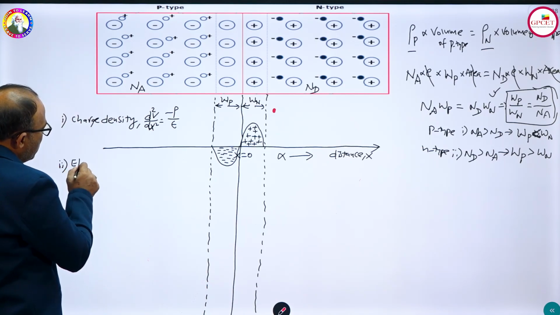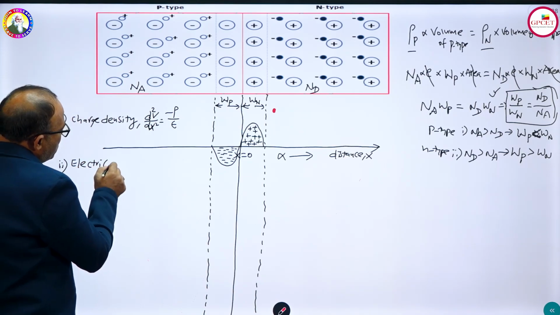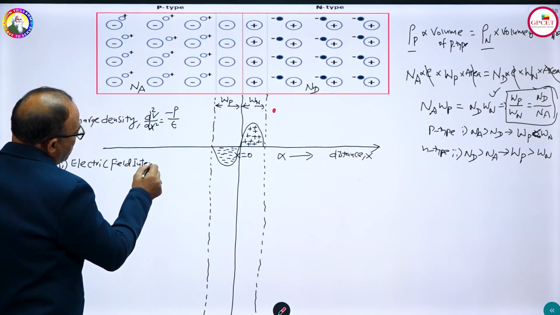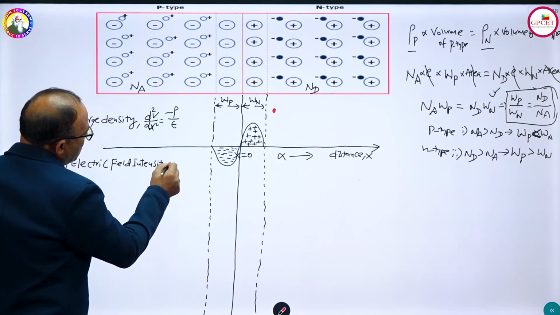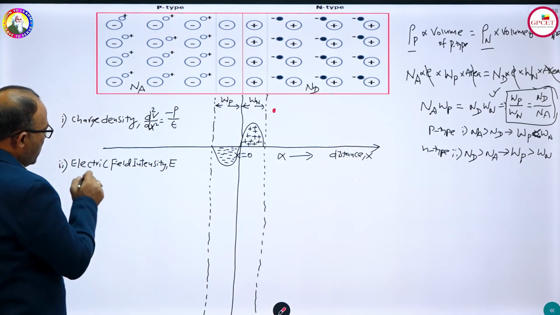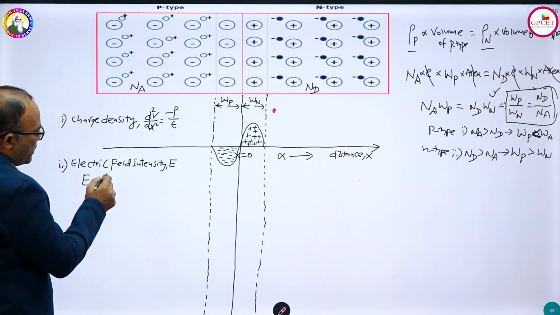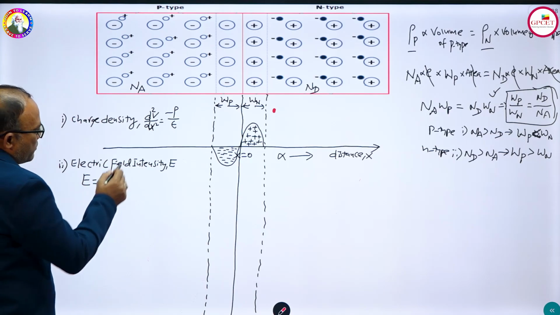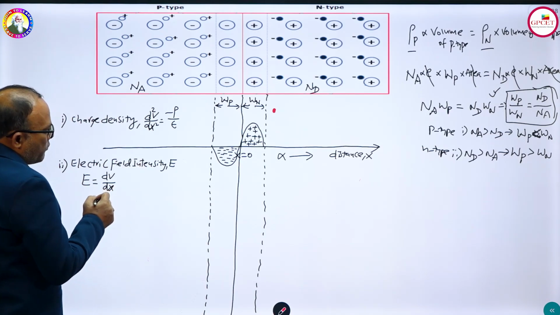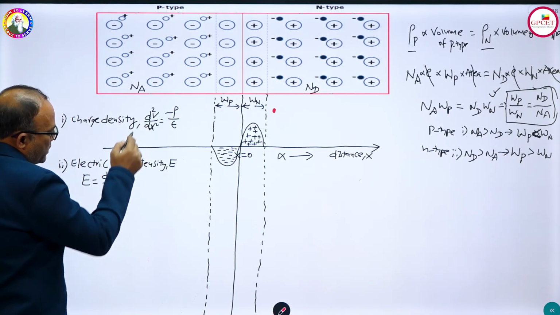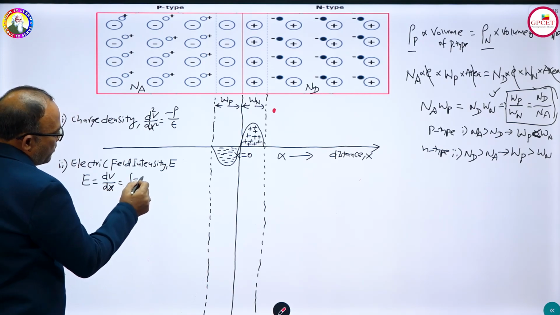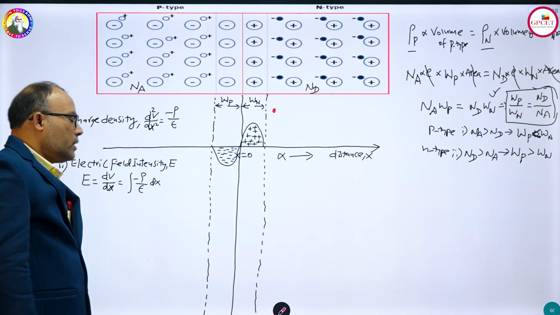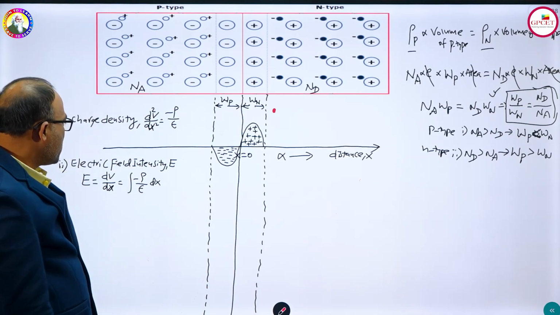Second point, electric field intensity. What is electric field intensity? Electric field intensity is given by E, and we already know E is equal to dV/dx. To get dV/dx, I need to integrate this. If I integrate that, I get -ρ/ε into dx. So this is the electric field intensity.